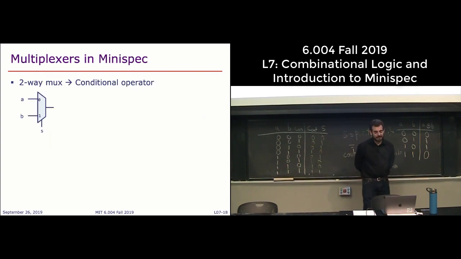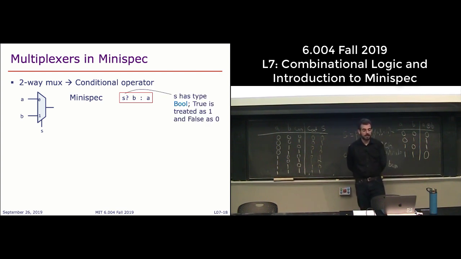Okay, so how do we describe multiplexers in Minispec? We have what we call conditional expressions. And so a two-way mux is a conditional operator, or what we call a ternary operator. It has the following syntax: S question mark B colon A. It basically says, if S is true, pick B, or this expression evaluates to B, otherwise it evaluates to A. And in this case, true is treated as 1, and so this must be a Boolean value, not a bit 1. True is treated as 1, and false is treated as 0.